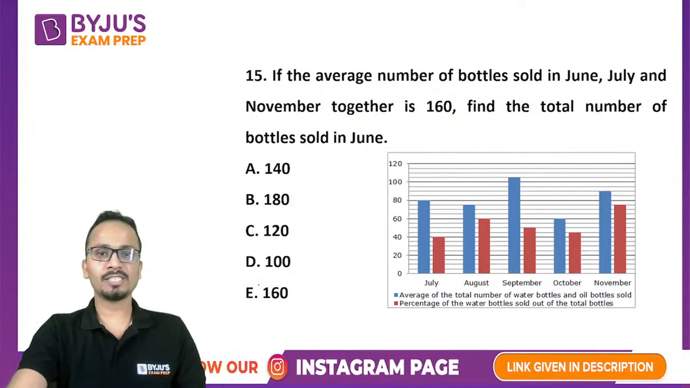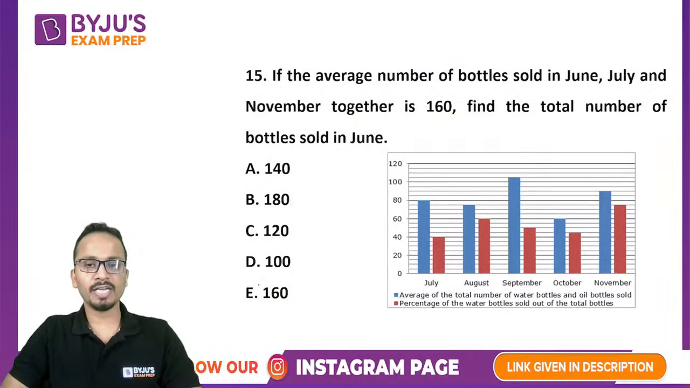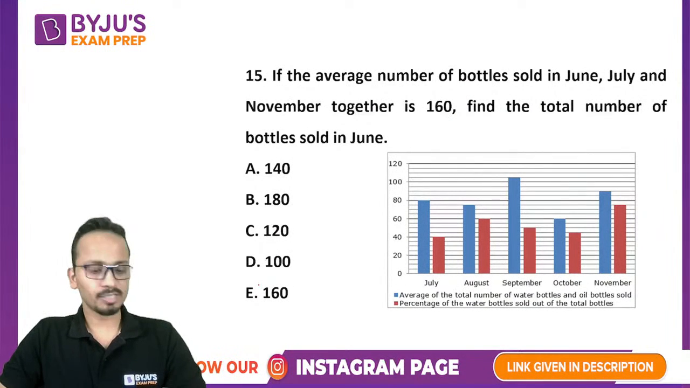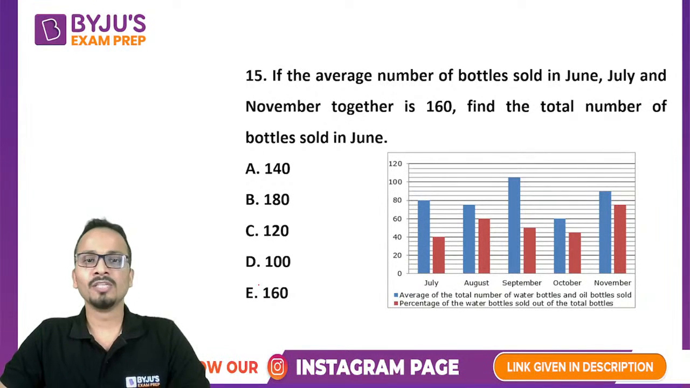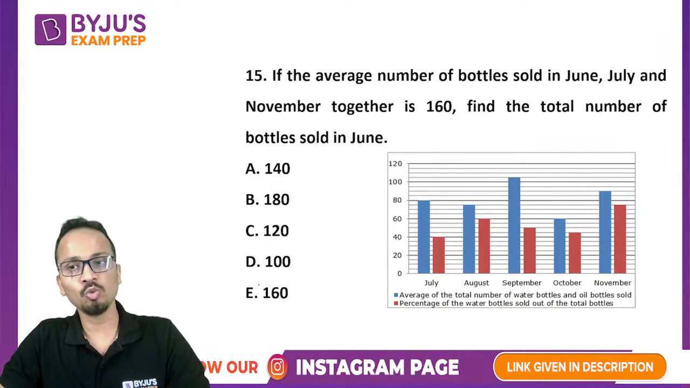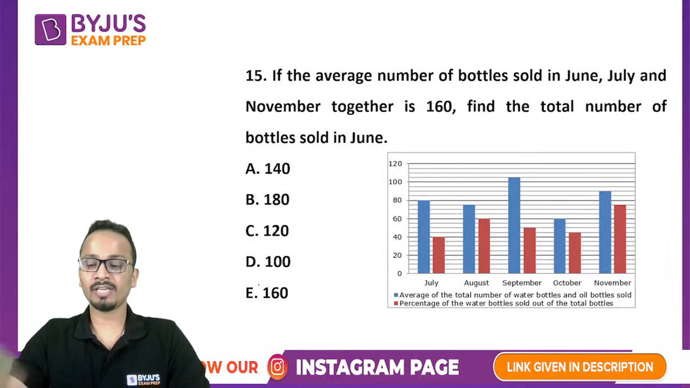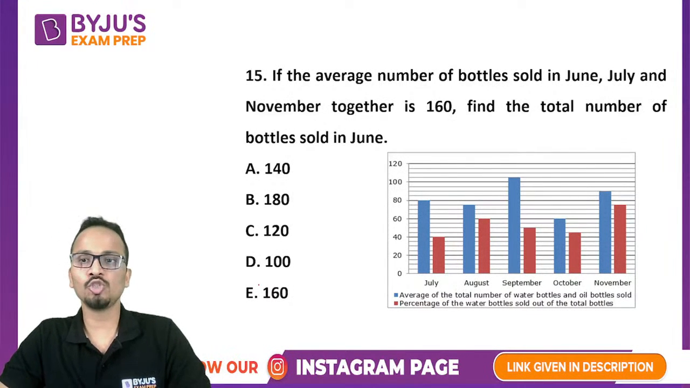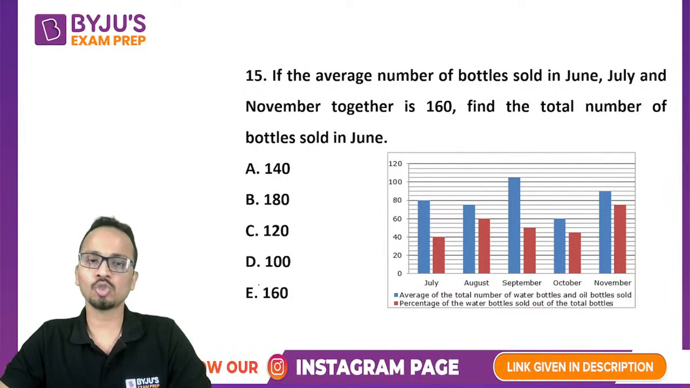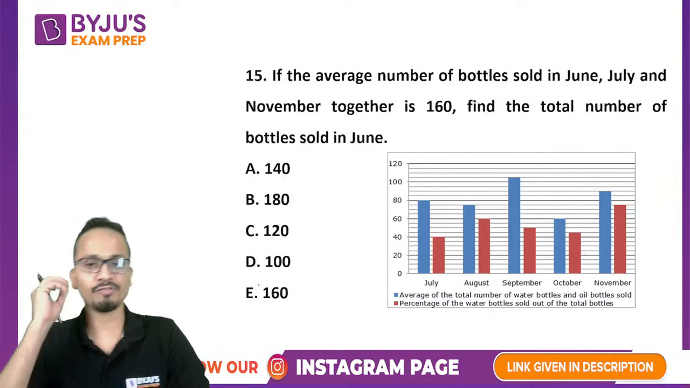All right. Now let's move on to the last question of the day. Yes, Akriti, your calculations are absolutely correct. Good. So the average number of bottles sold in June, July, and November. Now they have taken an extra month, June, which is not given in the bar graph. So the average number of bottles sold in June, July, and November is 160. Find the total number of bottles sold in June. A pretty easy question, very easy question. So please don't commit a mistake for this one.